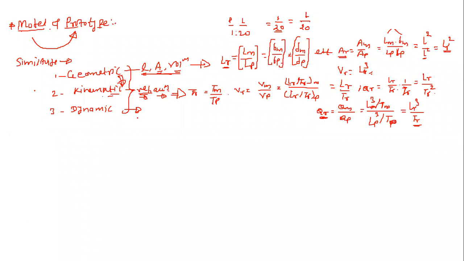Their ratios must be the same. And for the existence of dynamic similarity, kinematic similarity and geometric similarity must exist. Whenever we say that there exists a dynamic similarity, it means that indirectly we are saying that there exists a geometric similarity and a kinematic similarity.